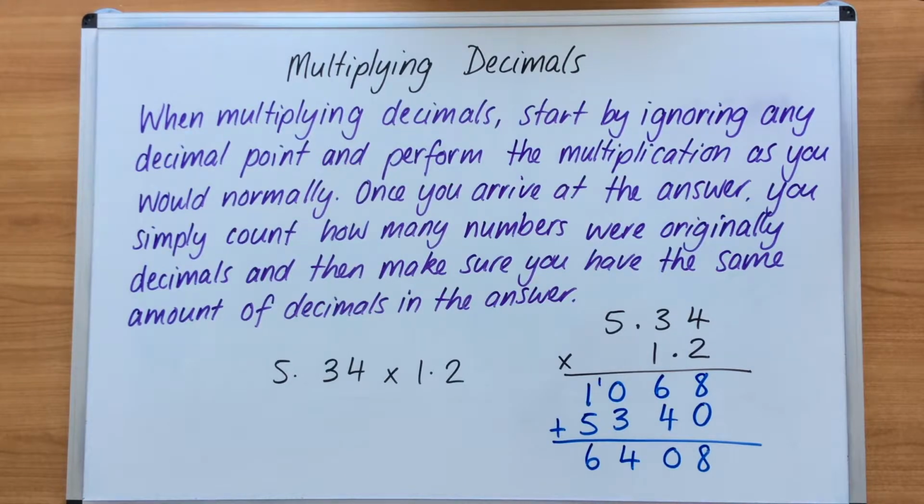Now, this is where I've got to think about how many decimal places I originally had to begin with. I've got 1, 2, 3, so I take my pen at the very end where the decimal place is currently sitting, and I jump back 3, 1, 2, 3, and I put my new decimal place in. So my new answer will be 6.408. Normally give that a little bit more space in between and put it down here in your answer.